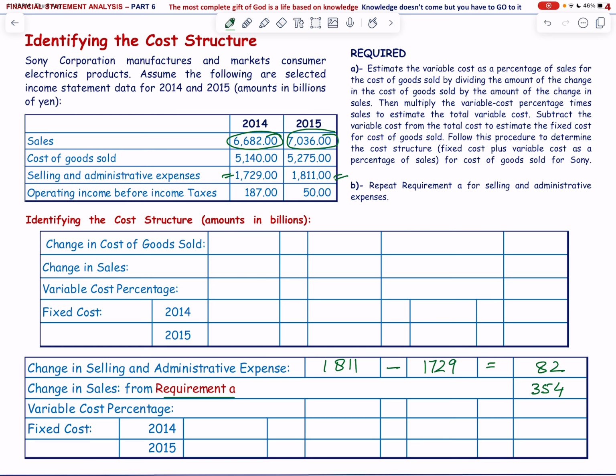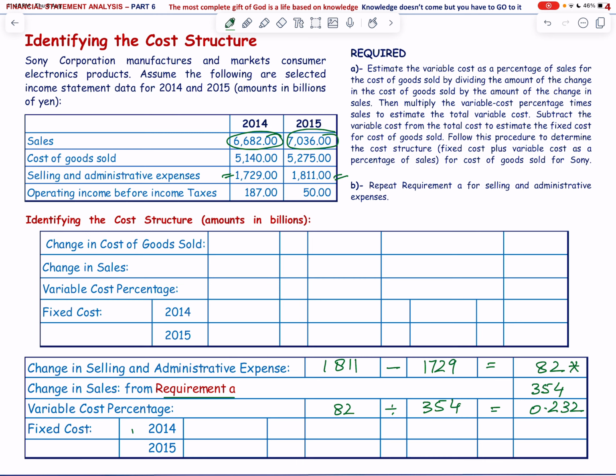Now we calculate the variable cost percentage, and the variable cost percentage will be the change in the selling and administrative expenses, that is 82, divided by the change in sales, that is 354, and this will give us 0.232. Next, we are going to determine the fixed cost, and obviously for both the years there is no additional information regarding fixed cost, so it will be the same.